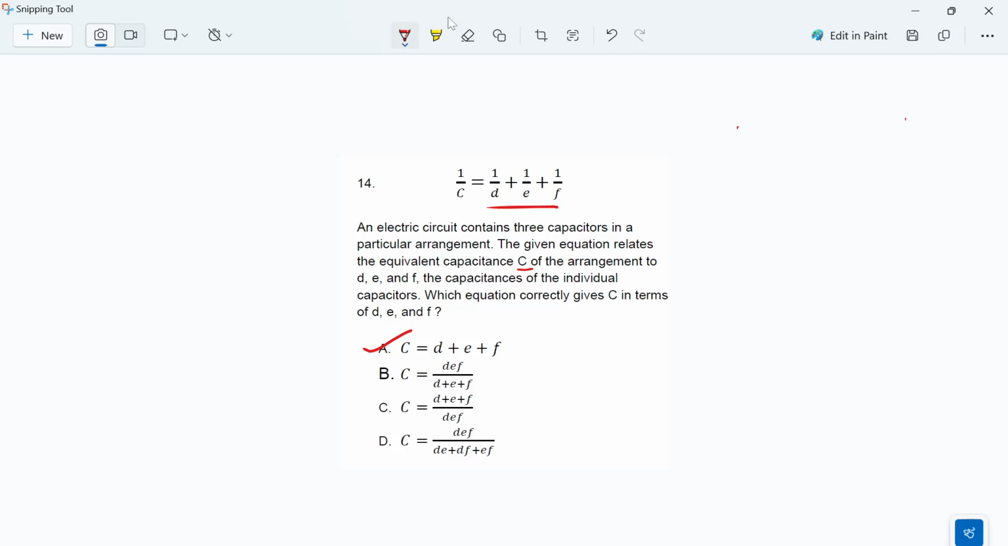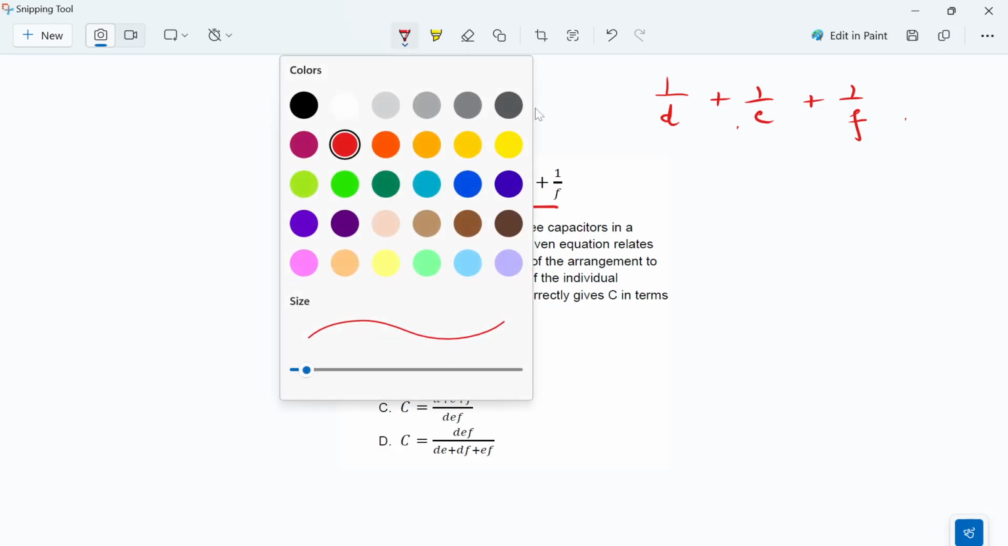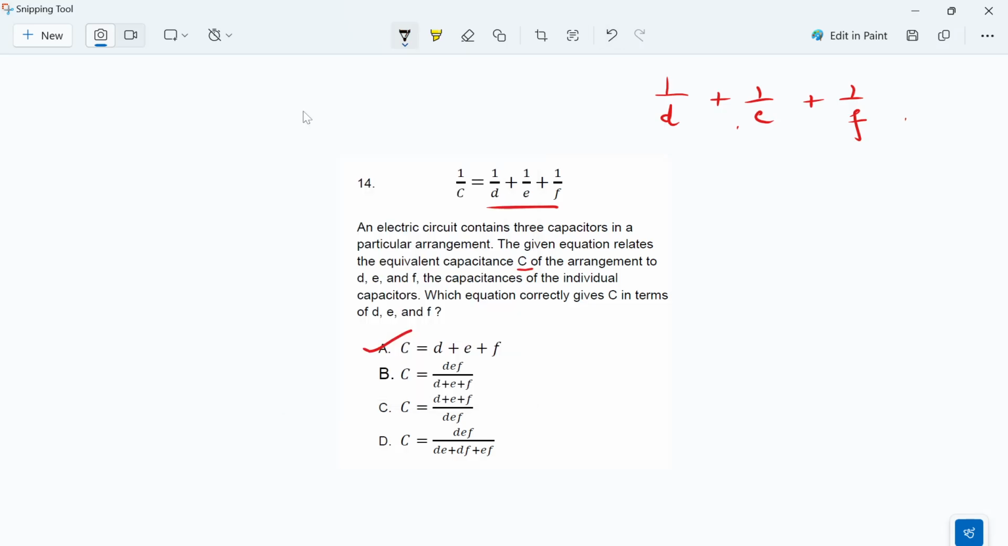So these are fractions: 1 over D plus 1 over E plus 1 over F. Now, how would you add three fractions? We make the denominator the same, by multiplying the numerator and denominator by something. So that's what we will do here. How can I make the denominator the same for all three fractions? For the first term, I will multiply the denominator and the numerator by E and F. So I will try to make the denominators equal to DEF.